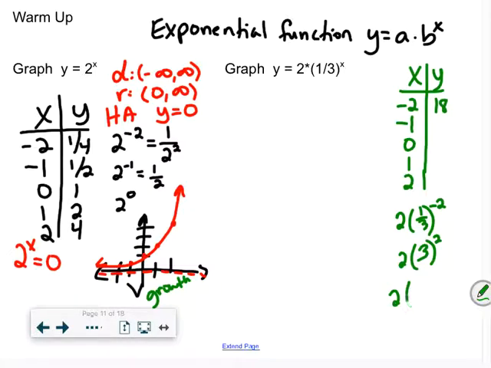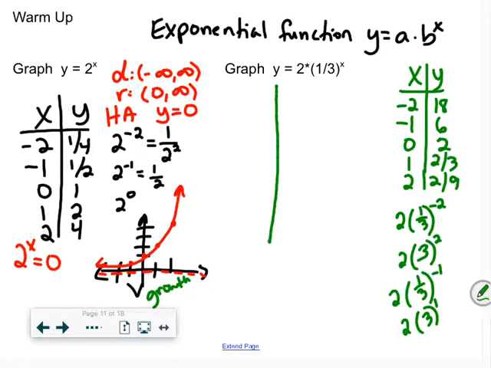Let's do the next one. 2 times 1/3 to the negative 1. So you flip the fraction. 3 over 1 is 3 to the first. That's 2 times 3 is 6. What's anything to the 0 power? 1. But that's 2 times 1. So that's 2. Then I take 1/3 to the 1 power. 2 times a third is 2/3. And if I square it, 1/3 squared is 1/9. 2 times 1/9 is 2/9.